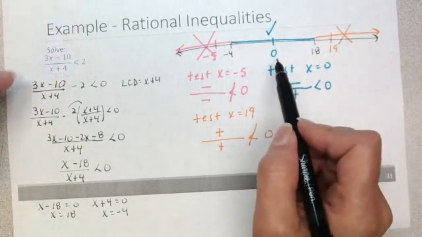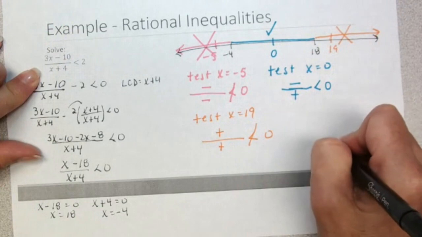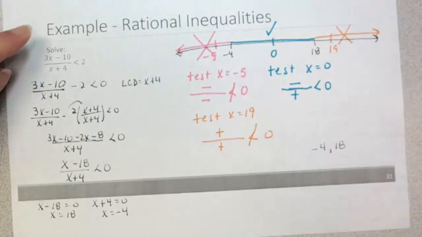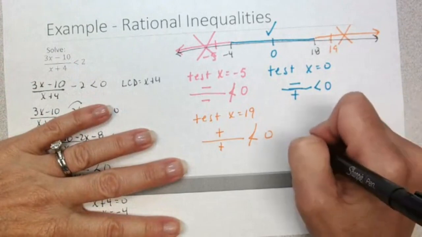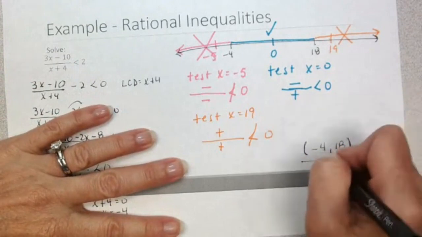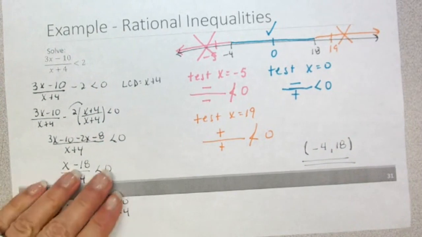Okay, last step is to write our solution in interval notation. The interval that satisfies this inequality is between negative 4 and 18. It's not less than or equal to, so I'm going to go ahead and use parentheses around that interval. Okay, this ends the lecture on rational inequalities.